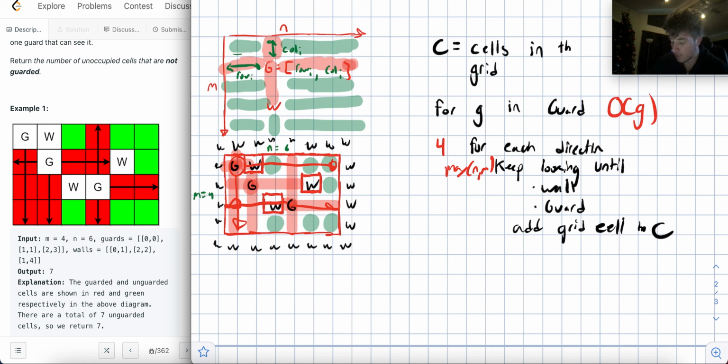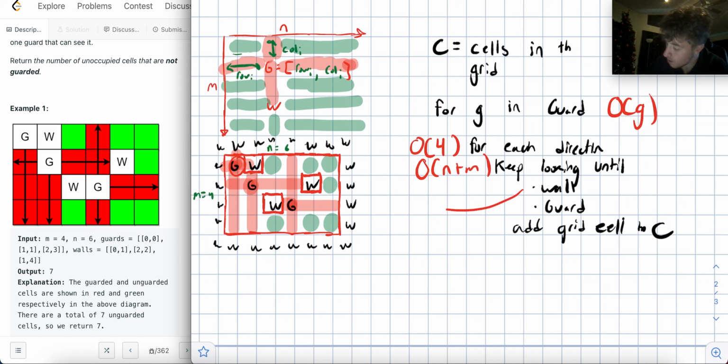But in total, I'm going to be doing not the max of N plus M operations, okay? This is O of 4. This would be O of N plus M, right? Because no matter where I'm at, the worst case, I could go all the way up, all the way to the right, all the way to the left, or all the way down, okay? And then I have to look until I find a wall or another guard. So how would I find out if I'm looking at a wall or a guard?